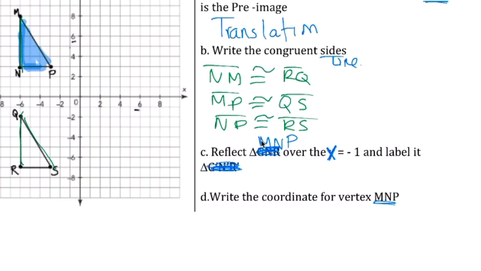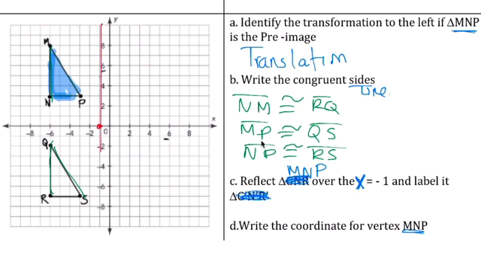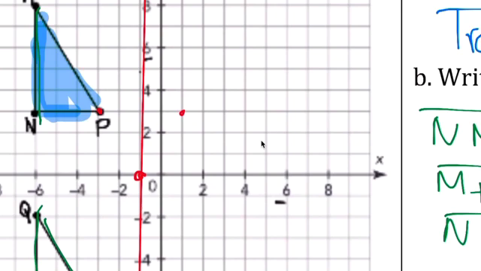Reflect over x equals negative 1. X equals negative 1 is right here. Draw a line there. Reflect it over. P is 2 away. P prime there.